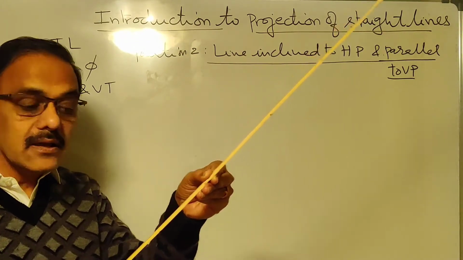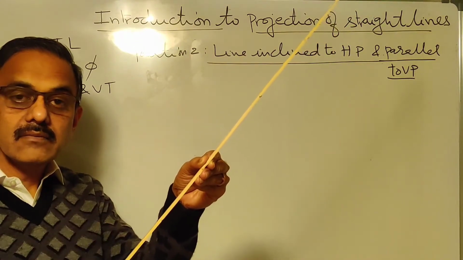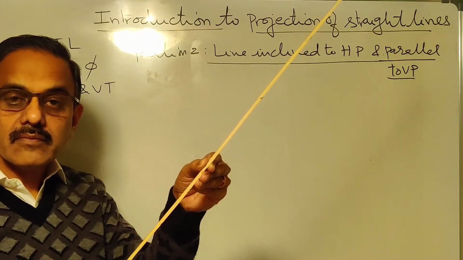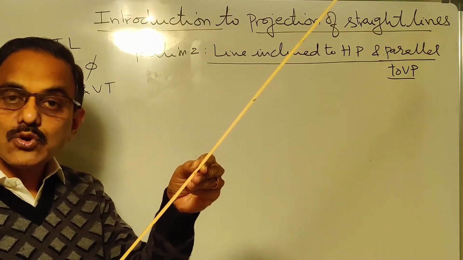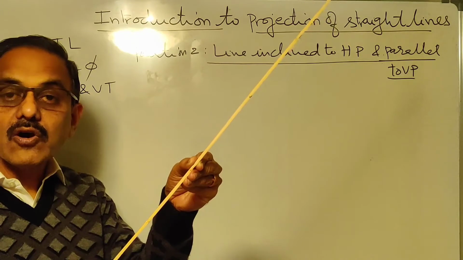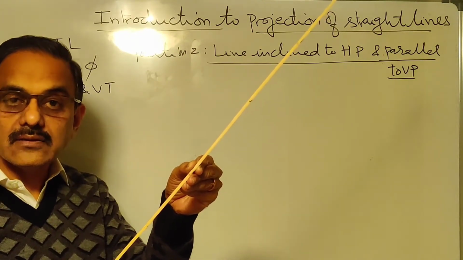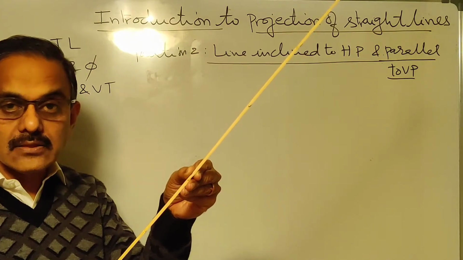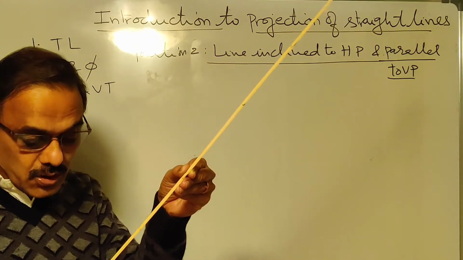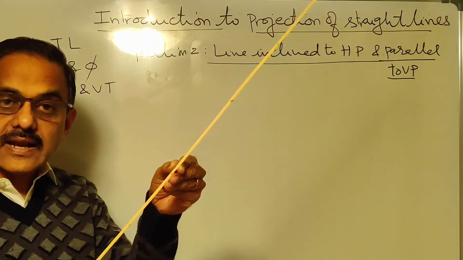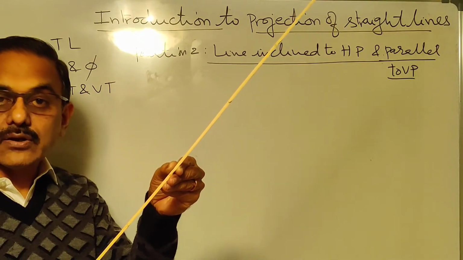But is that line equal to the true length of the line? No. The top view of the line is no more true length now. We call it apparent length. It is reduced in length. We call it apparent length. So you got the top view parallel to XY line and its length is apparent.